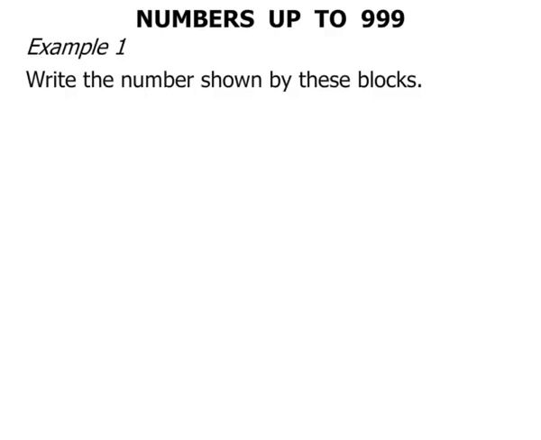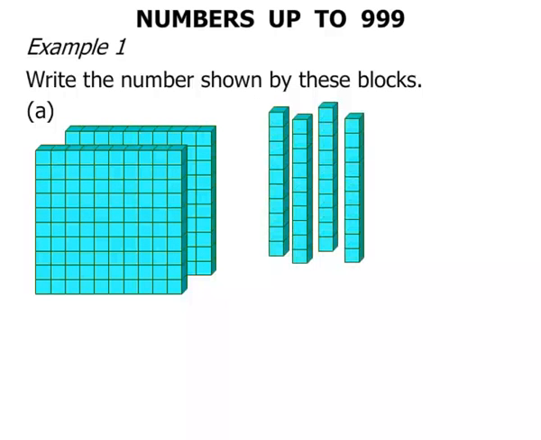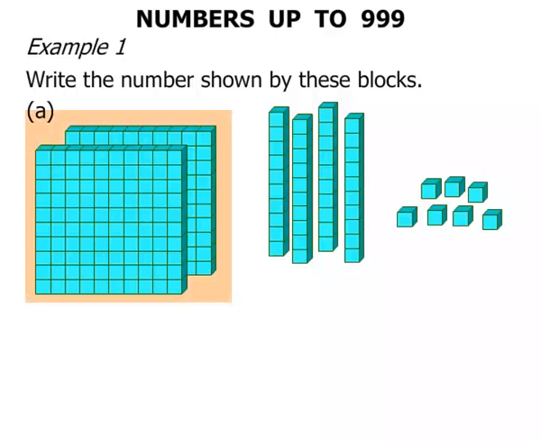Let's look at example 1 now. We're asked to write the number shown by these blocks. Now part A, we've got some flats, some longs and some shorts. Let's think about the flats firstly. They're worth 100 each, so let's count in hundreds. 100, 200. So we write 200 there, and then we plus.